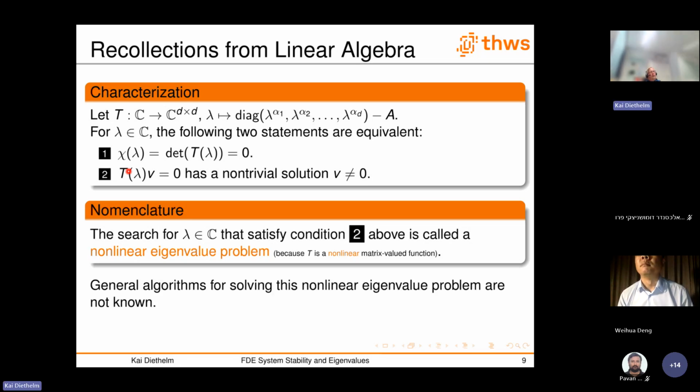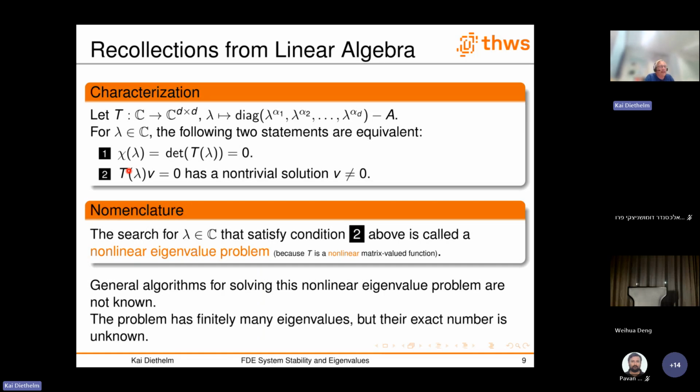Okay, so when you ask the folks in numerical linear algebra how to solve this nonlinear eigenvalue problem, they tell you, oh, we have lots of algorithms for all sorts of different nonlinear eigenvalue problems, but not for this one. We don't have a readily available solution for that. What you can say, of course, and that's a simple exercise in complex analysis, is that the problem has finitely many eigenvalues, but it's not evident how many eigenvalues it has. So this adds another level of complexity.